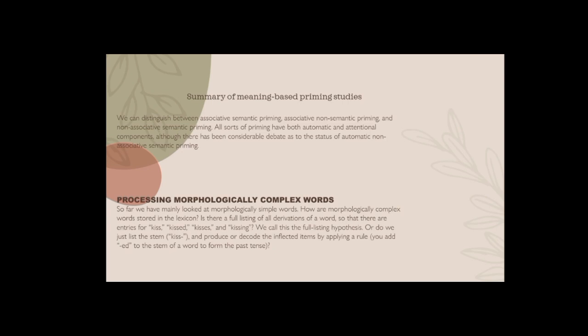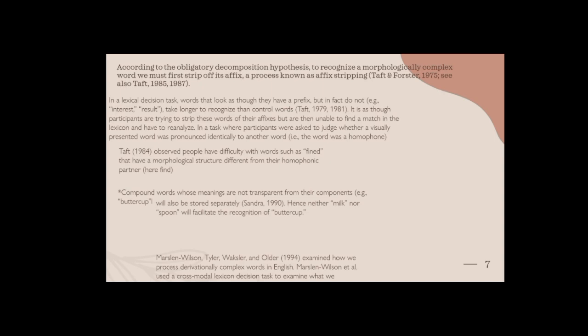As English contains a large number of irregular derivations, for example, run, ran, mice, sheep, we would then have to list the exceptions separately, so we would store a general rule and a list of exceptions. We call this the obligatory decomposition hypothesis. According to this hypothesis, to recognize a morphologically complex word, we must first strip off its affix, a process known as affix stripping.